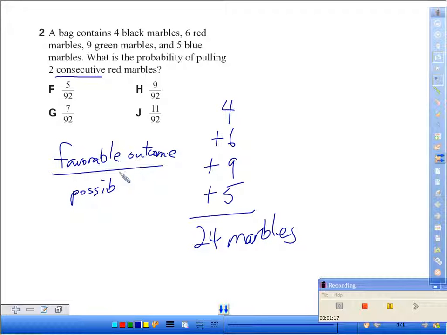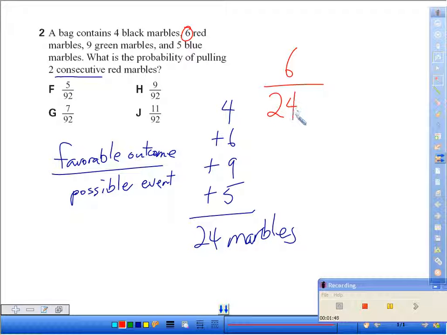Now that's for a single event. Keep in mind that's just for one single event. So what we need to do is calculate the probability of pulling out a red marble the first time, and then without replacement pulling out another red marble. So the first time our probability of pulling out a red marble is, we have 6 red, so there's 6 favorable the first time.